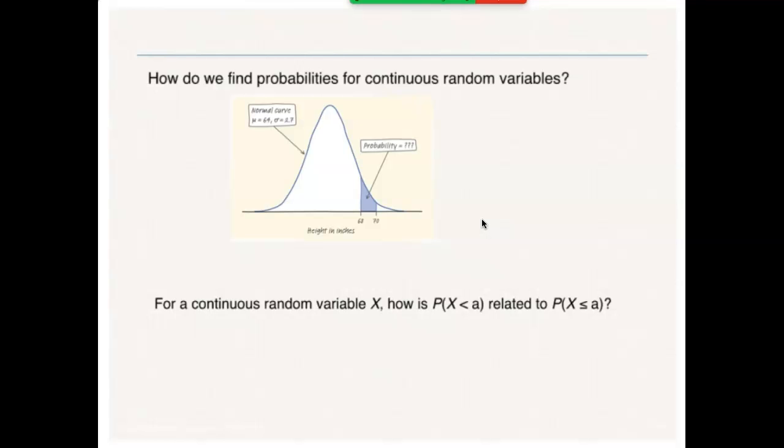Okay, so this is referencing what we were just talking about, that the probability of any single given outcome is exactly zero. So what's the difference between the probability is strictly less than A and the probability is less than or equal to A? The answer is there is no difference, as long as it's a continuous random variable. Those will be the exact same, because the only difference is that in this one, you would be including A, which is one single outcome, and the probability of one single outcome occurring is zero. So it's not going to change the overall probability just to make the inequality inclusive of A.